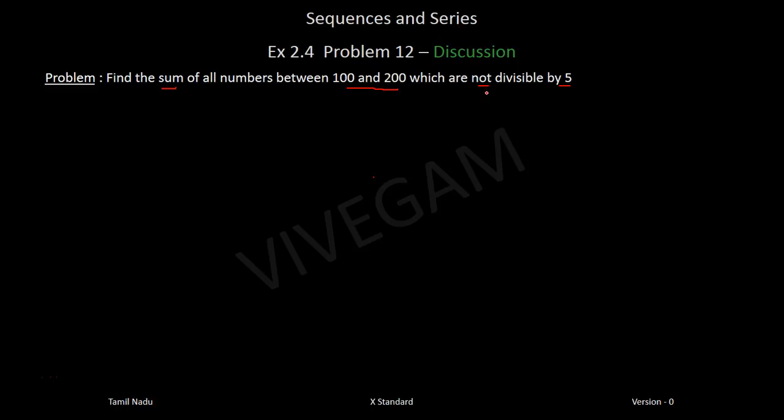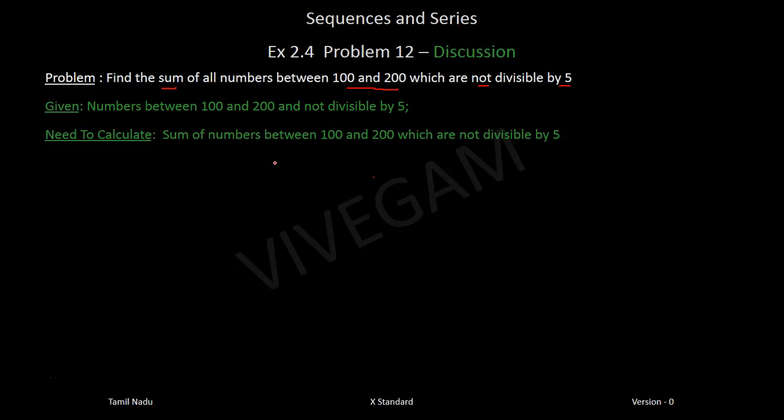We will work it out. When we work it out, you will get it clear. It will be a little confusing now. We will work it out. So what's given? Numbers between 100 and 200 and not divisible by 5. But the only thing is that they have not given the series. They have given a condition, and we are asked to find the sum of numbers between 100 and 200 which are not divisible by 5.